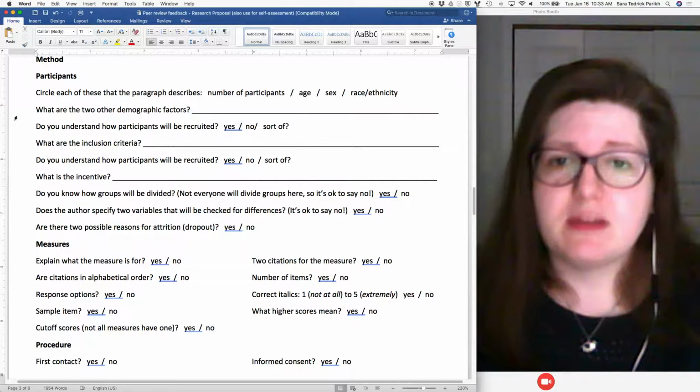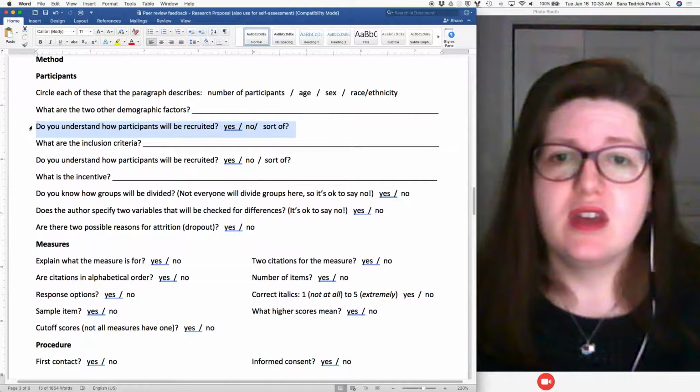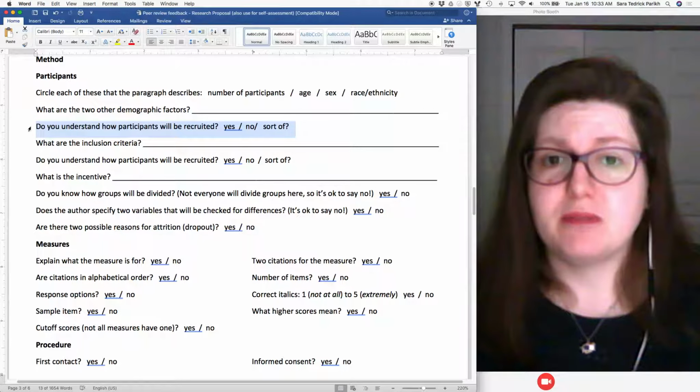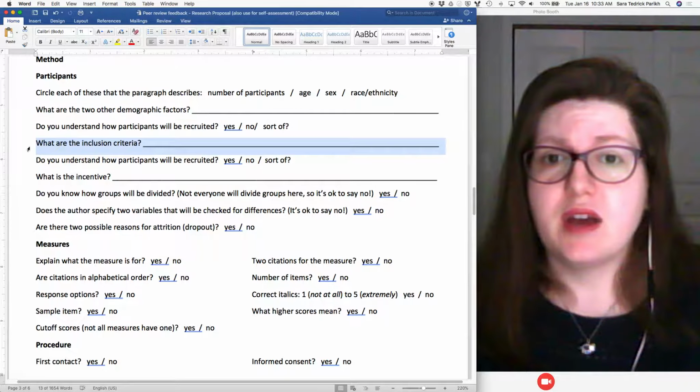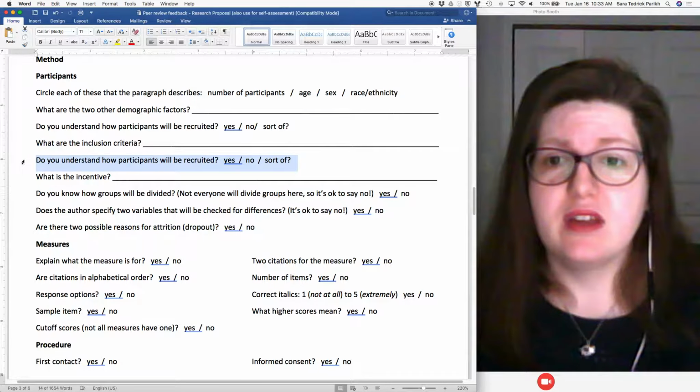What are the 2 other demographic factors that you're measuring? Is it clear how participants are going to be recruited? What are the inclusion criteria?